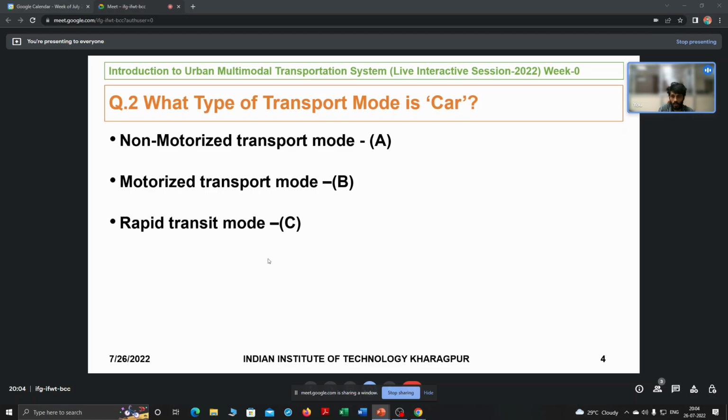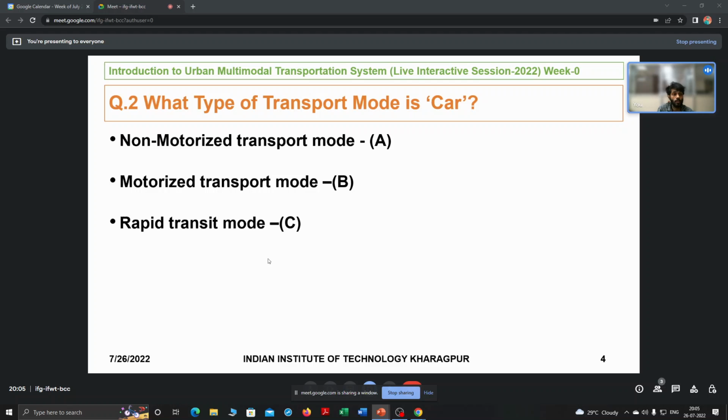So the car comes under what? Motorized mode, obviously. Then the third option is rapid transit mode. So what is rapid transit mode? As the term rapid suggests, it's a faster movement, faster travel. You can consider regional rail service as a rapid transit mode, as well as metro, because there is no interruption, there is one line and the metro is going. So metro is always faster than many other competing modes which run on the roads, right?